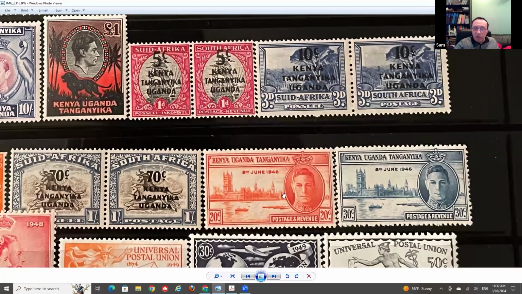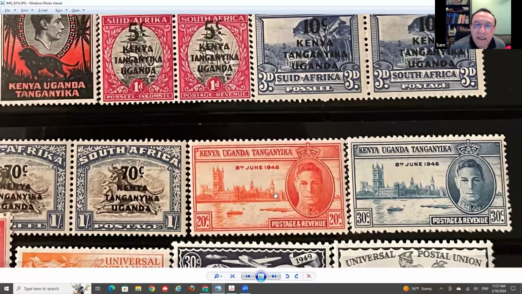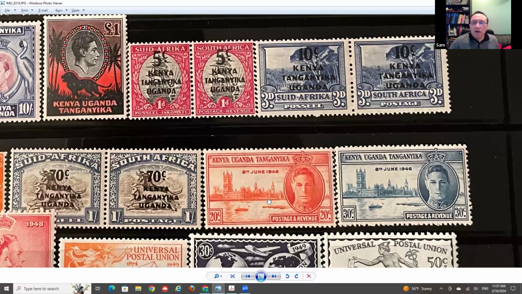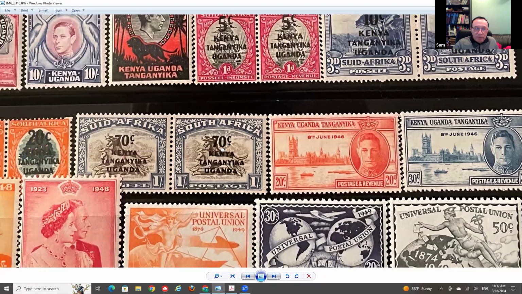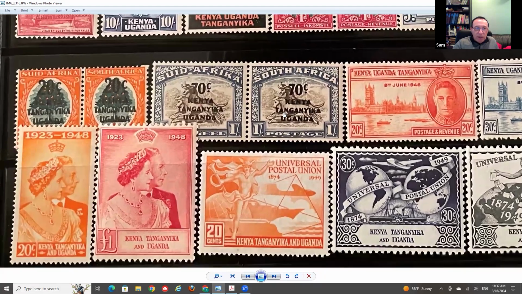Now here, this is obvious. This is called a peace issue, right? Because in 1946 World War II ended, and they issued these stamps. Now, this is the wedding anniversary of George VI and Queen Elizabeth, the mother, right? The Queen Mother.